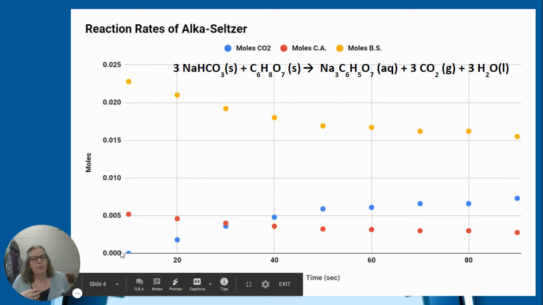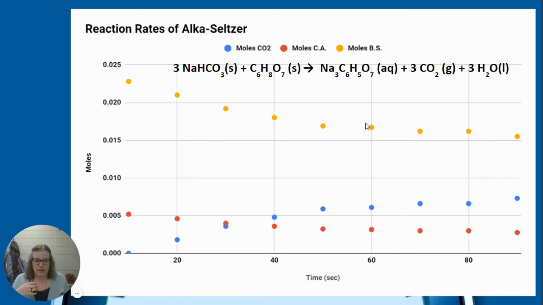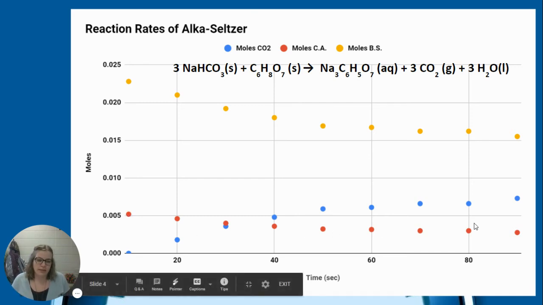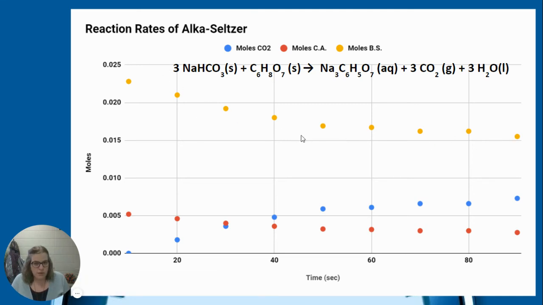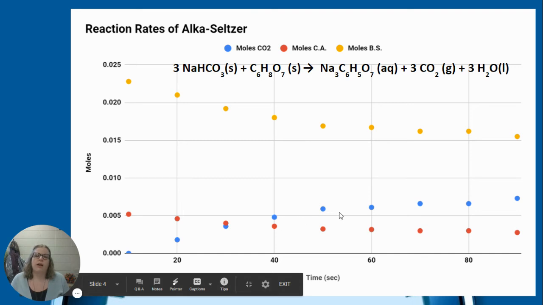And so what will happen is that my rate for my CO2 production should be the same as the decrease in the concentration of my baking soda because they have that same mole ratio. Now, if you look at citric acid here, the other reactant, citric acid's line looks almost linear compared to that of carbon dioxide. So you can see the very dramatic drop for the baking soda, dramatic rise for the carbon dioxide. But if you look at the citric acid line right here, like I said, it looks almost linear.